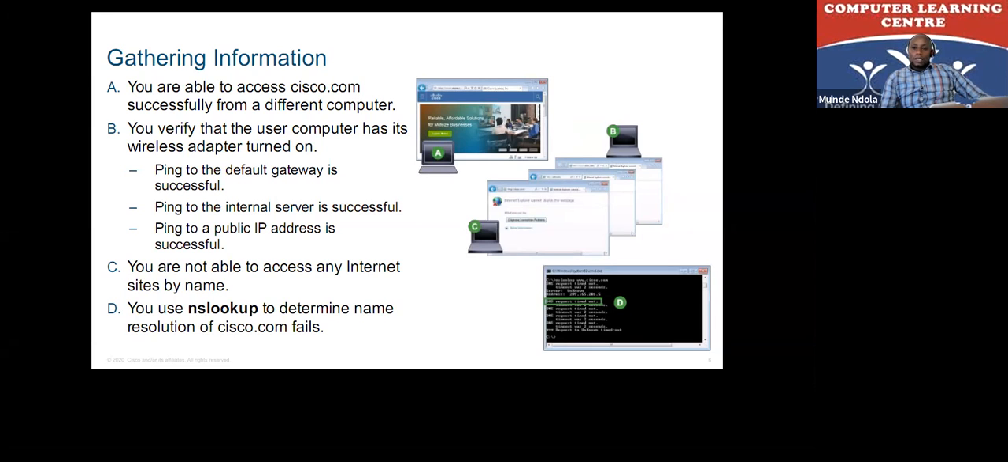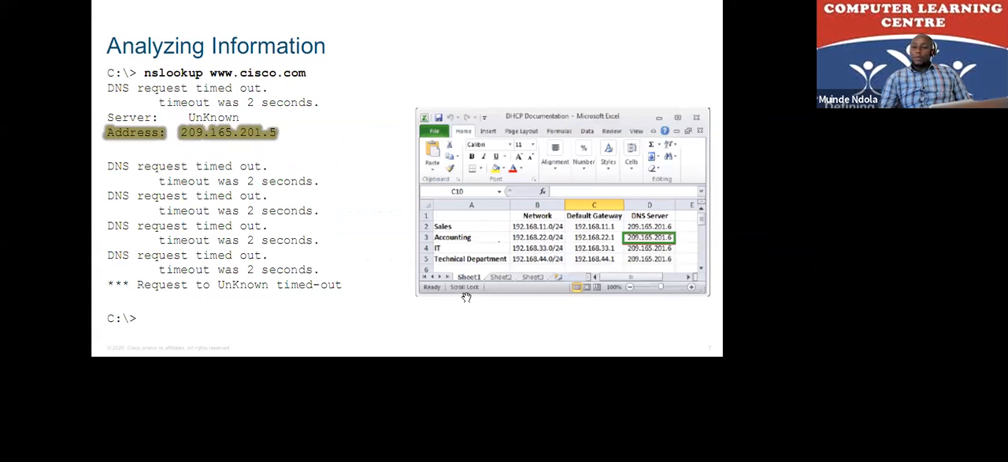You are not able to access any internet sites by name. So you can do nslookup, and the nslookup will tell you the name resolution, so that now you know if it's DNS or it's not DNS. Then from there you go straight. For most of the problems that we have, we need to spend time on information gathering. Once we gather as much information as possible, then we know things are good.